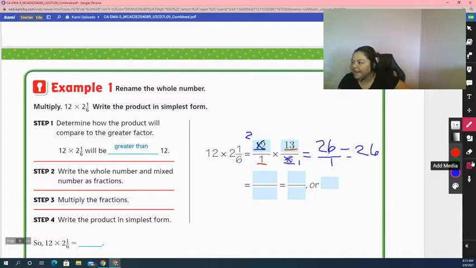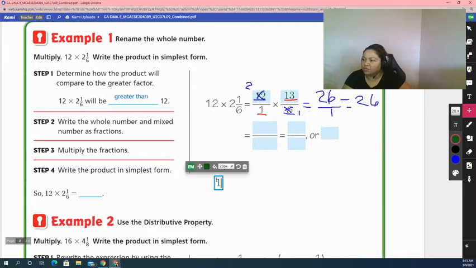What happens if I had not cross-simplified? Well, let's look at it. We had 12 over 1.